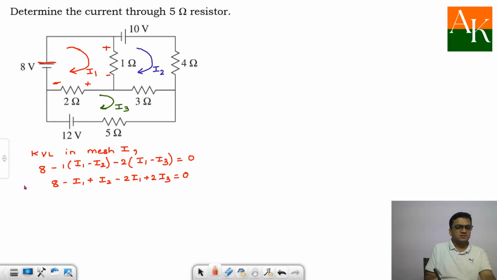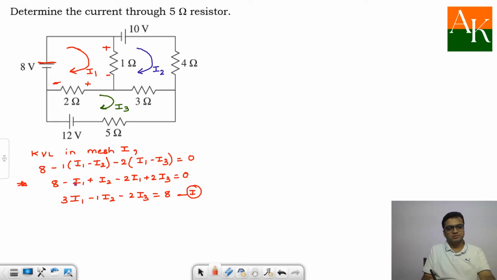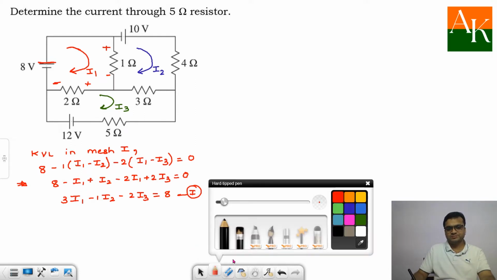So I will write down these terms in a nice format. What I mean by nice format is that I will prefer the coefficient of I1 to be positive, since I have applied KVL in mesh 1. This turns out to be 3 times I1 minus 1 I2 minus 2 I3 is equal to 8, and this is my equation number 1. I have transferred the terms to the RHS and made the coefficient of I1 positive.